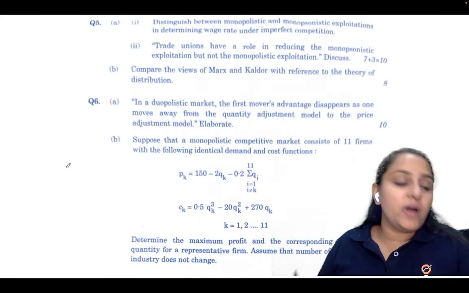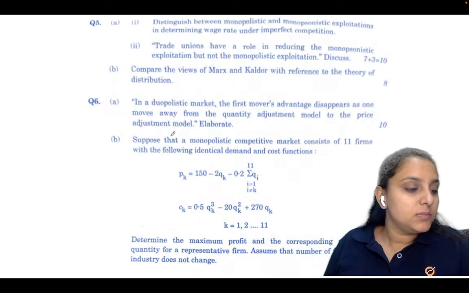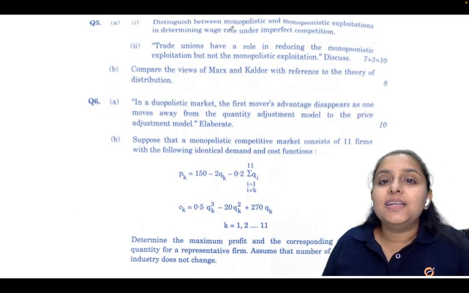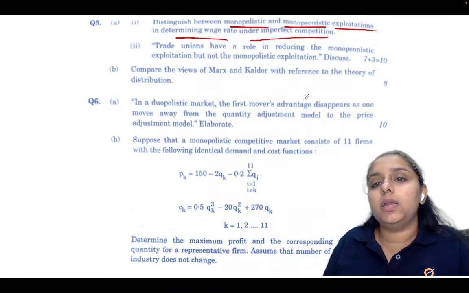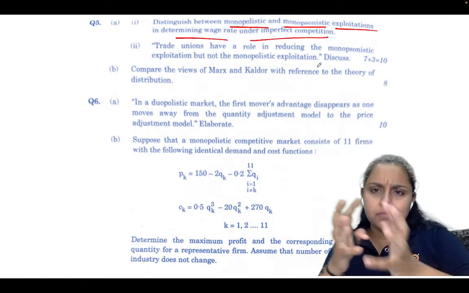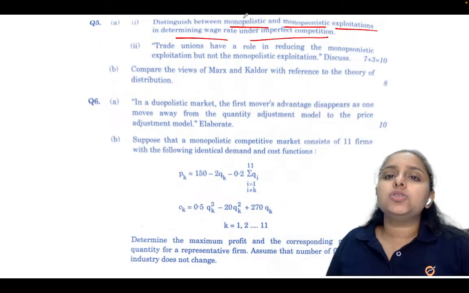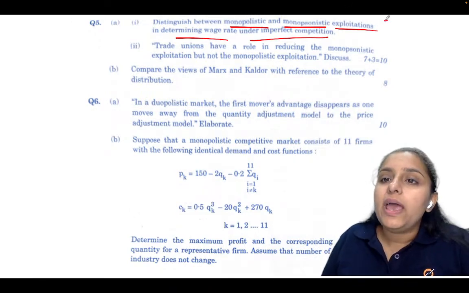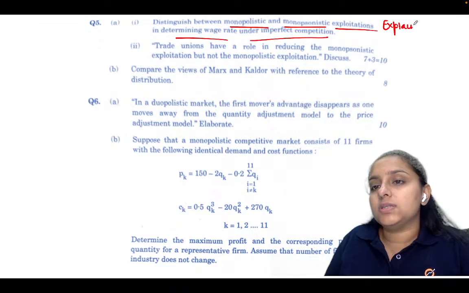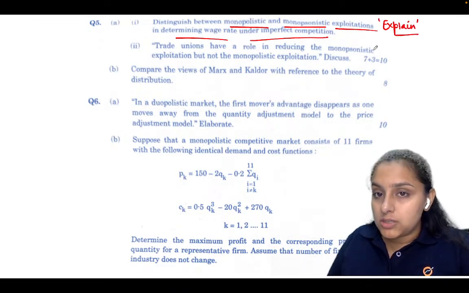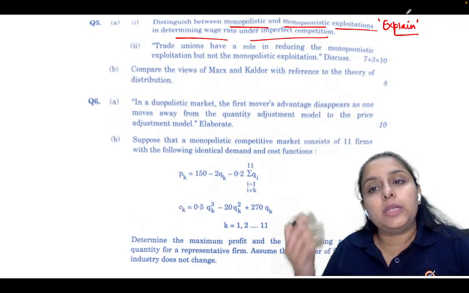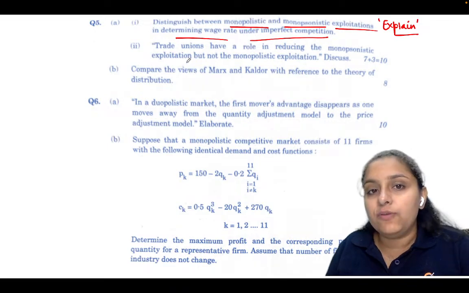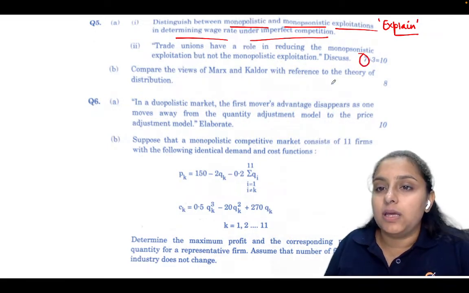Now coming to question number 5A: distinguish between monopolistic and monopsonistic exploitation in determining wage rate under imperfect competition. Here they have just combined two, three things together, but it's not very difficult. You have to explain properly how both market structures under imperfect competition are going to behave while determining the wage rate. So again, not very difficult. It came for 7 marks.